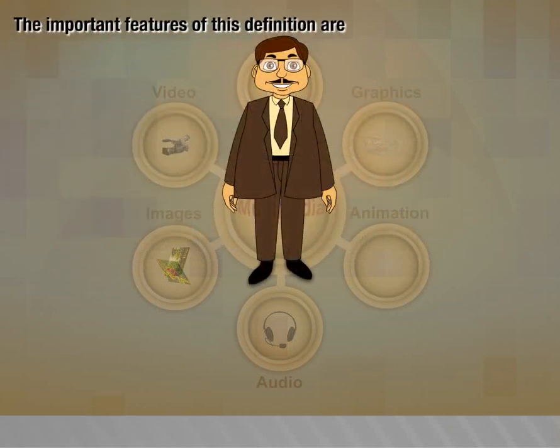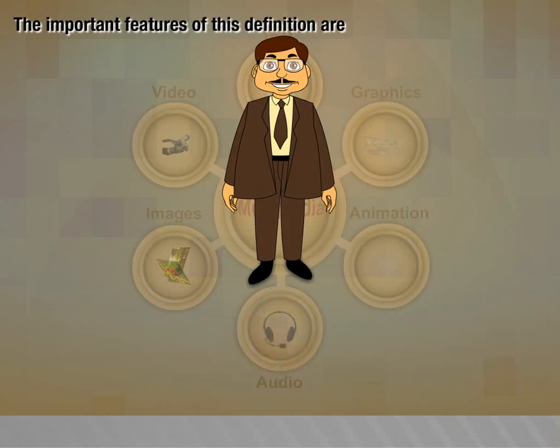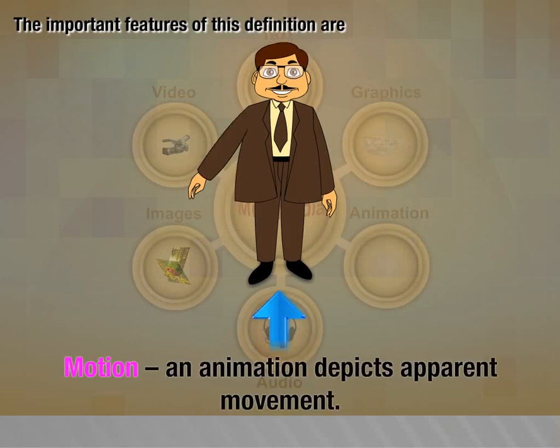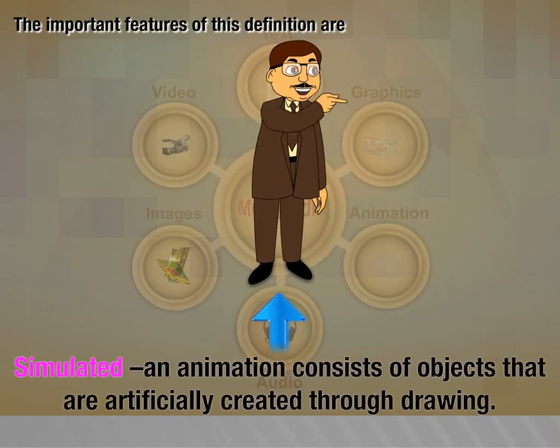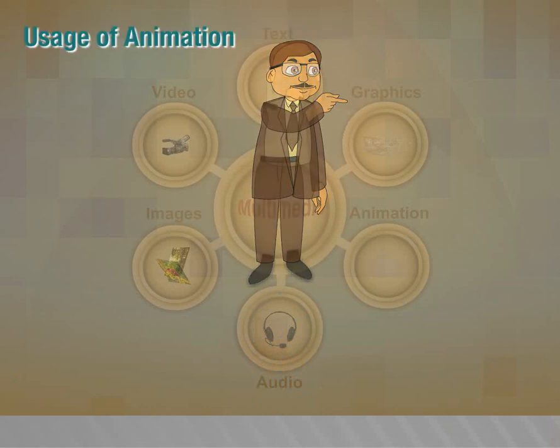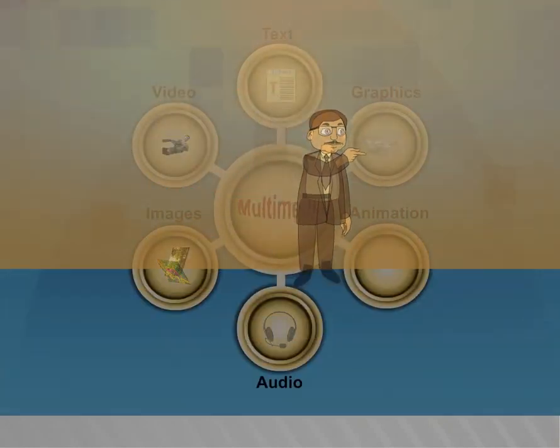The important features of this definition are: picture. An animation is a kind of pictorial representation. Motion. An animation depicts apparent movement. Simulated. An animation consists of objects that are artificially created through drawing. Usage of animation: to attract attention, to inform about the state of process, demonstrations, interactive simulations.